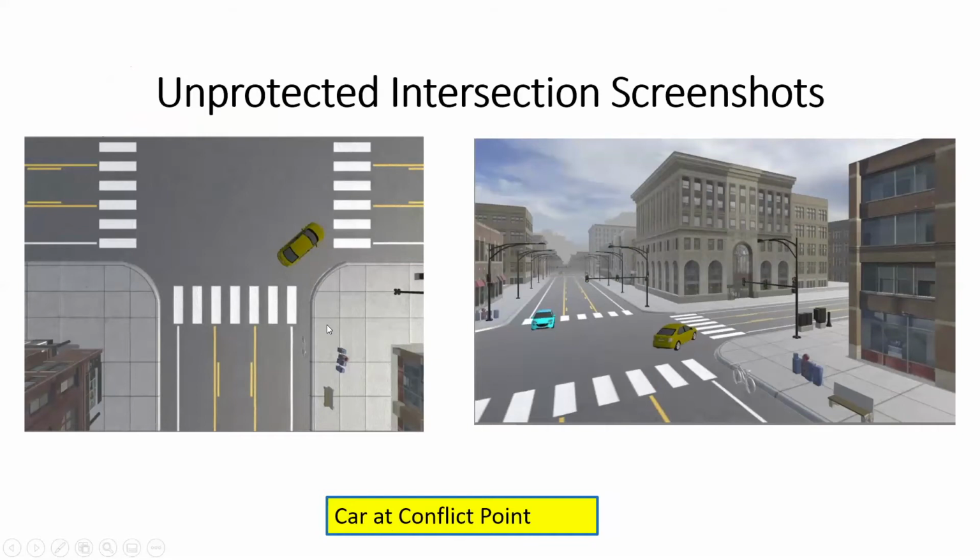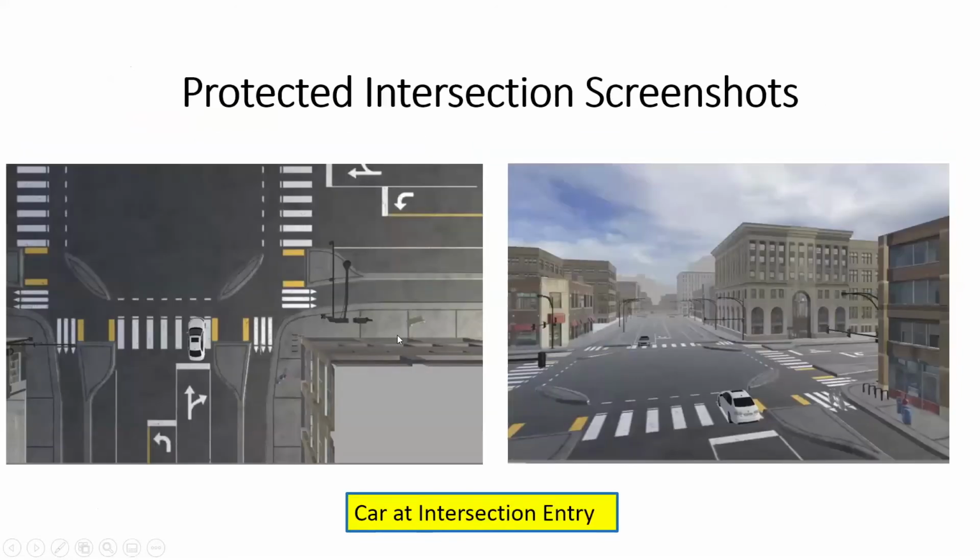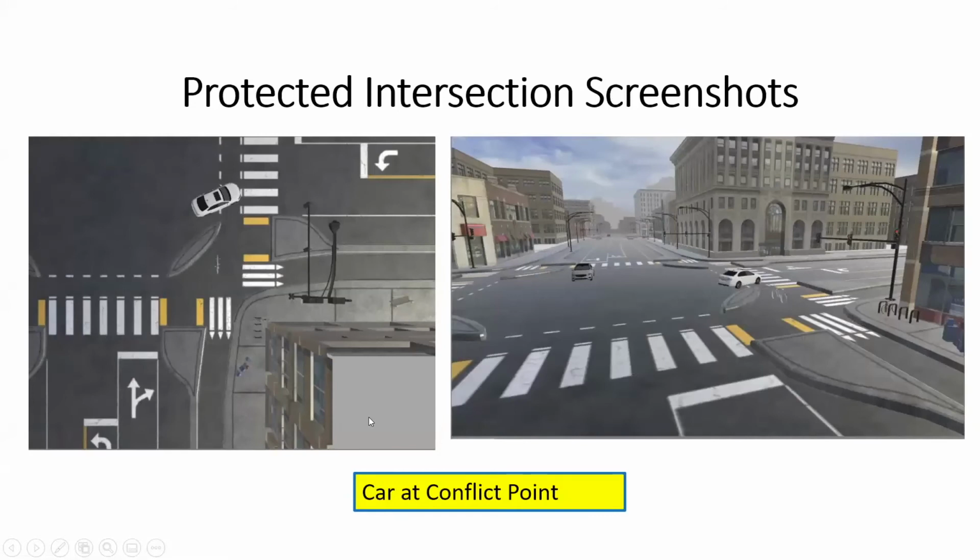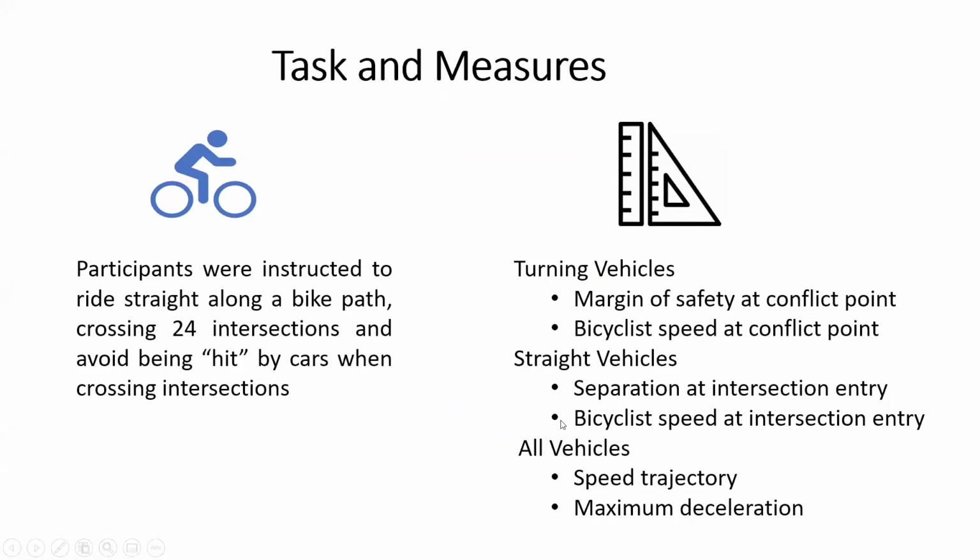When the car is at the conflict point, this is how it behaves. Similarly, for the protected intersection, you can see the top-down view and the side view for the car at intersection entry. The next slide shows the car at the conflict point, where it's expected to arrive based on our timings. So the procedure is that the participants are expected to ride straight. There are 24 intersections. They just want to make sure they're not hit by cars.